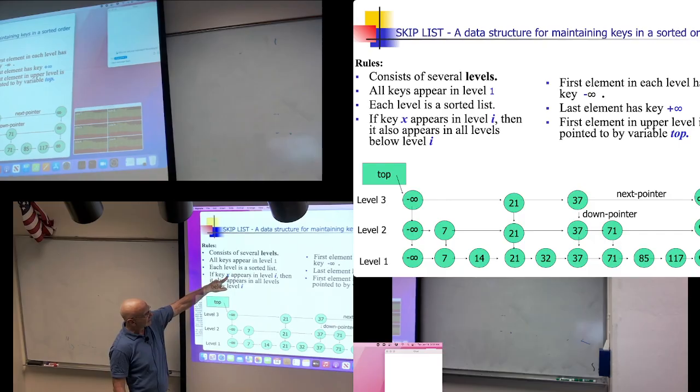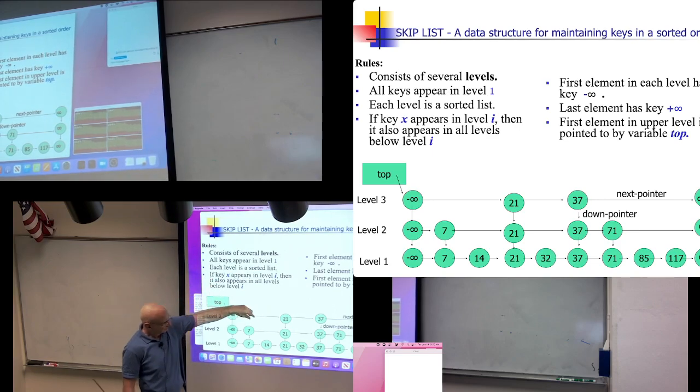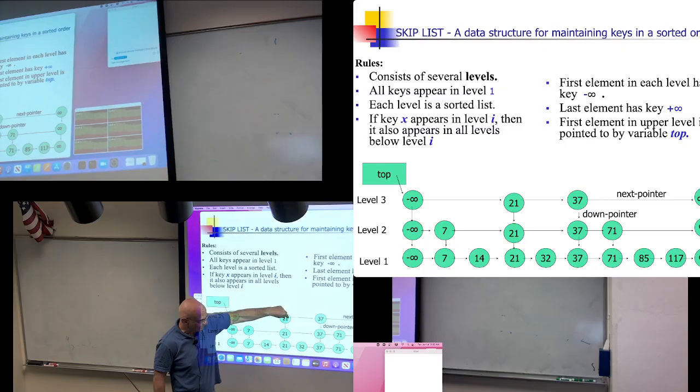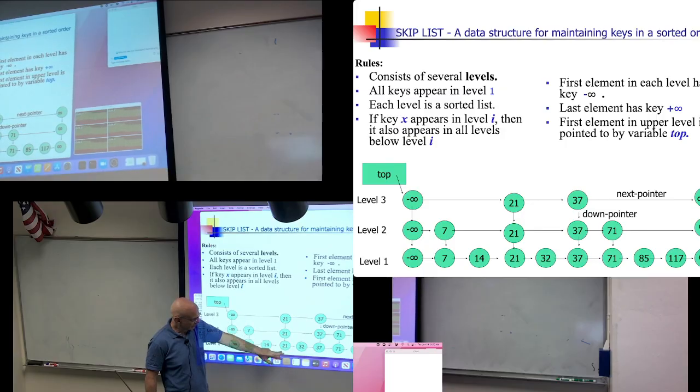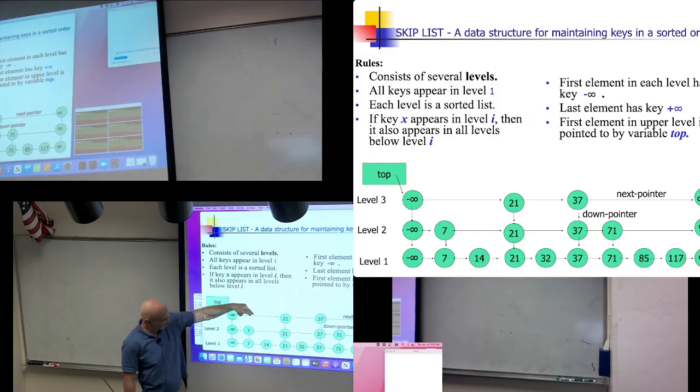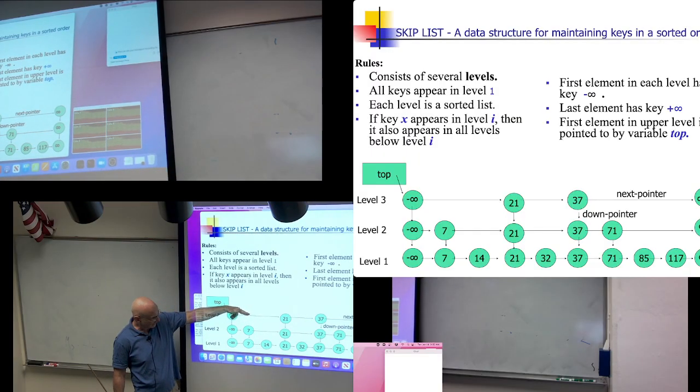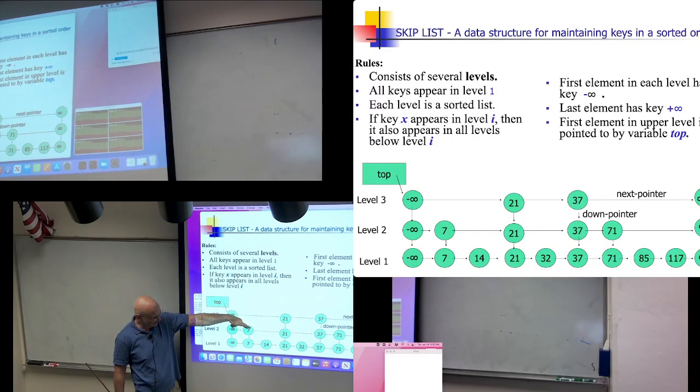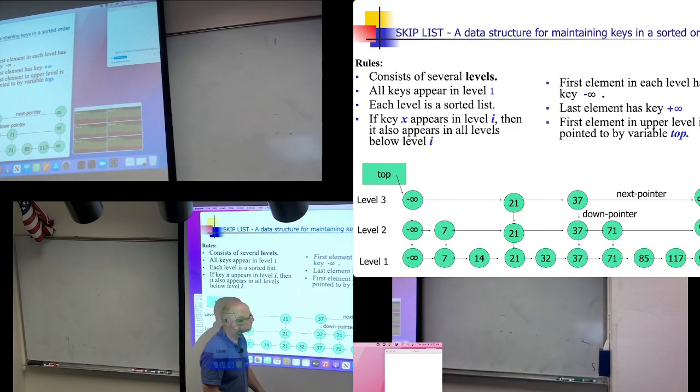If a key X appears in level i, then it also appears in the levels below level i. If 21 happens to appear in level 3, then it must also appear in level 2, and it must also appear in level 1. 7 doesn't appear in level 3, but does appear in level 2, so it must also appear in level 1.